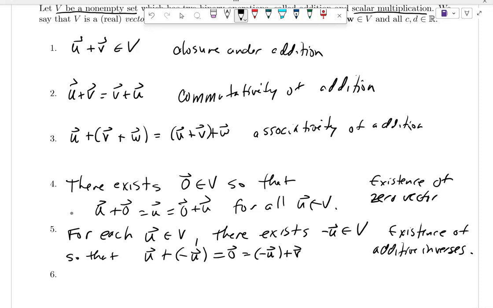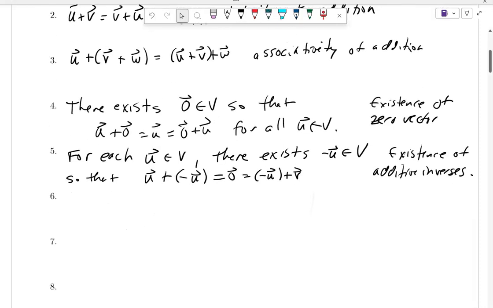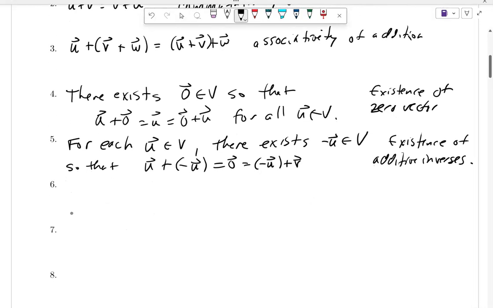So we've got 5 axioms here that deal with addition. The next 5 deal with scalar multiplication. If I multiply by a constant, I get back in my vector space. So this is another closure axiom.